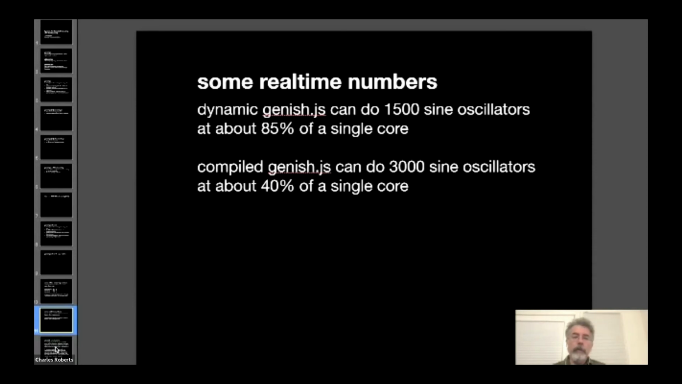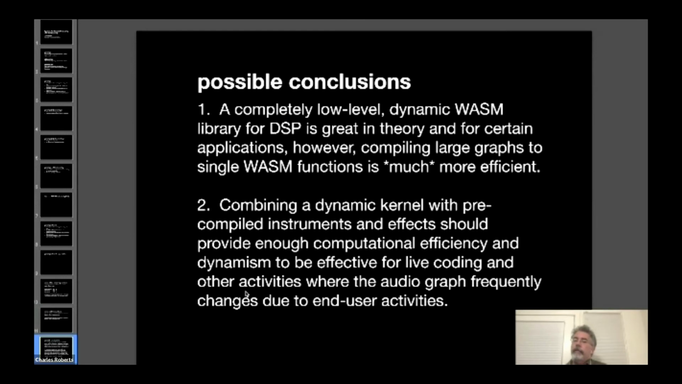So what are the possible conclusions? I want to use this low-level dynamic library, and I think it's going to be super useful for my use case, which is primarily live coding performance, also for exploratory DSP experiments and for educational purposes. But compiling the large graphs to single WASM functions is definitely a lot more efficient. I should mention also that the WASM library itself is only 10 kilobytes, and the JavaScript part is only another 20 kilobytes. So it's only 30 kilobytes compared to, I think, close to 500 kilobytes for the original JavaScript Genish version. So it's a really big difference in that as well.